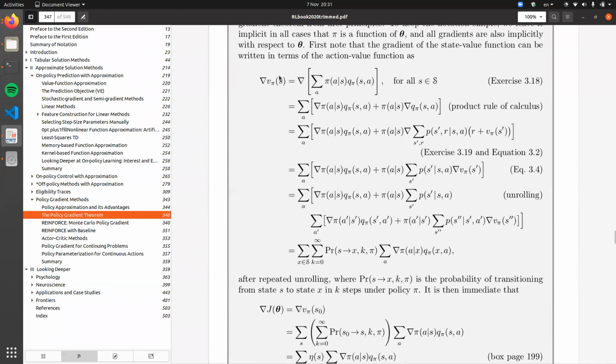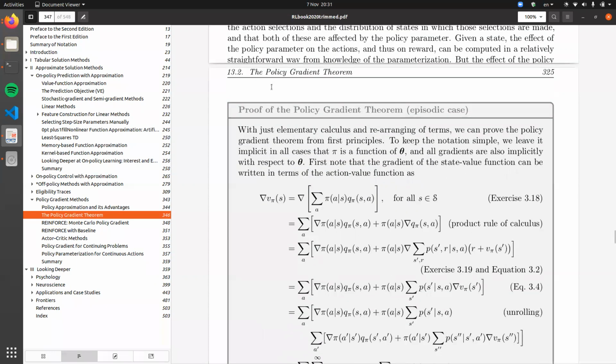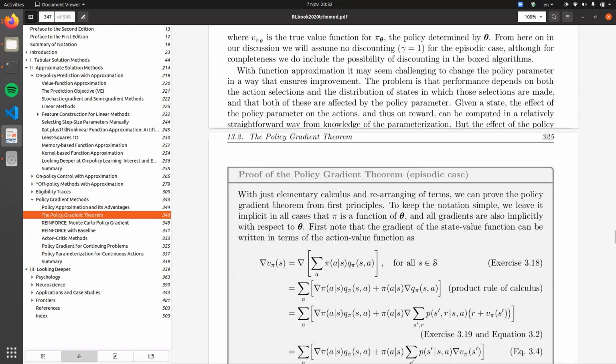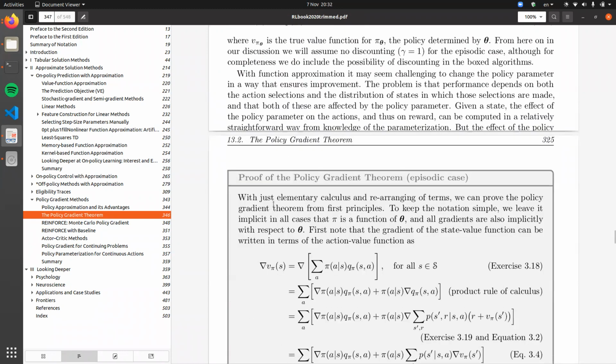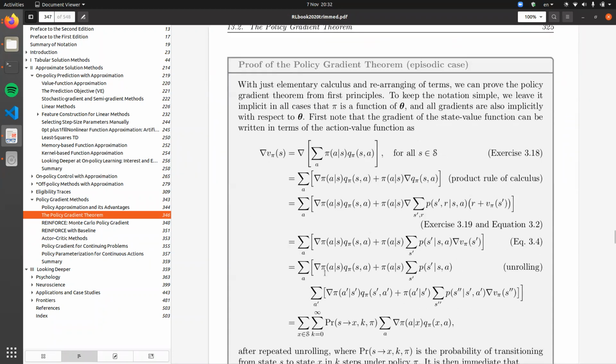So if we differentiate, if we find a gradient with respect to the parameters theta of the value of a state, we can write out the value of a particular state as a sum over all actions of probabilities of those actions multiplied by the action values of those states.